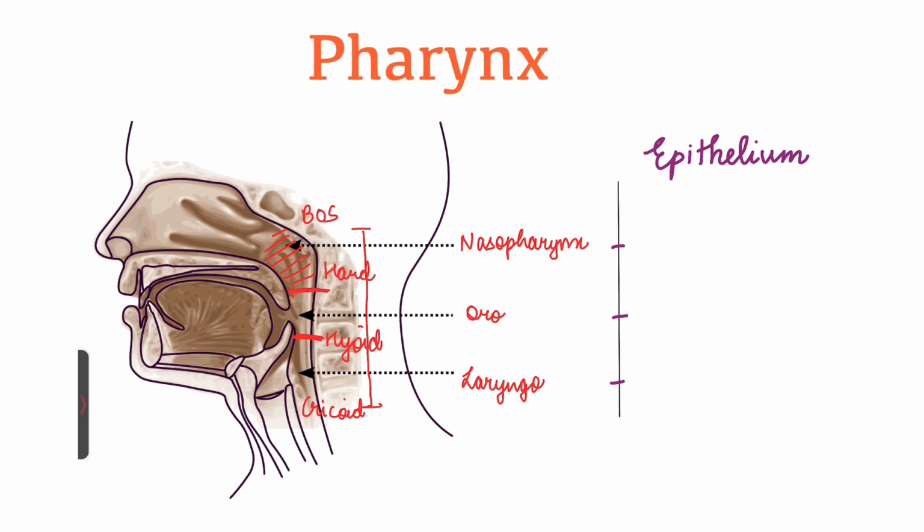The vertebral levels coinciding with nasopharynx is C1. With oropharynx, it is C2 and C3. And with laryngopharynx, it is C3 to C6.